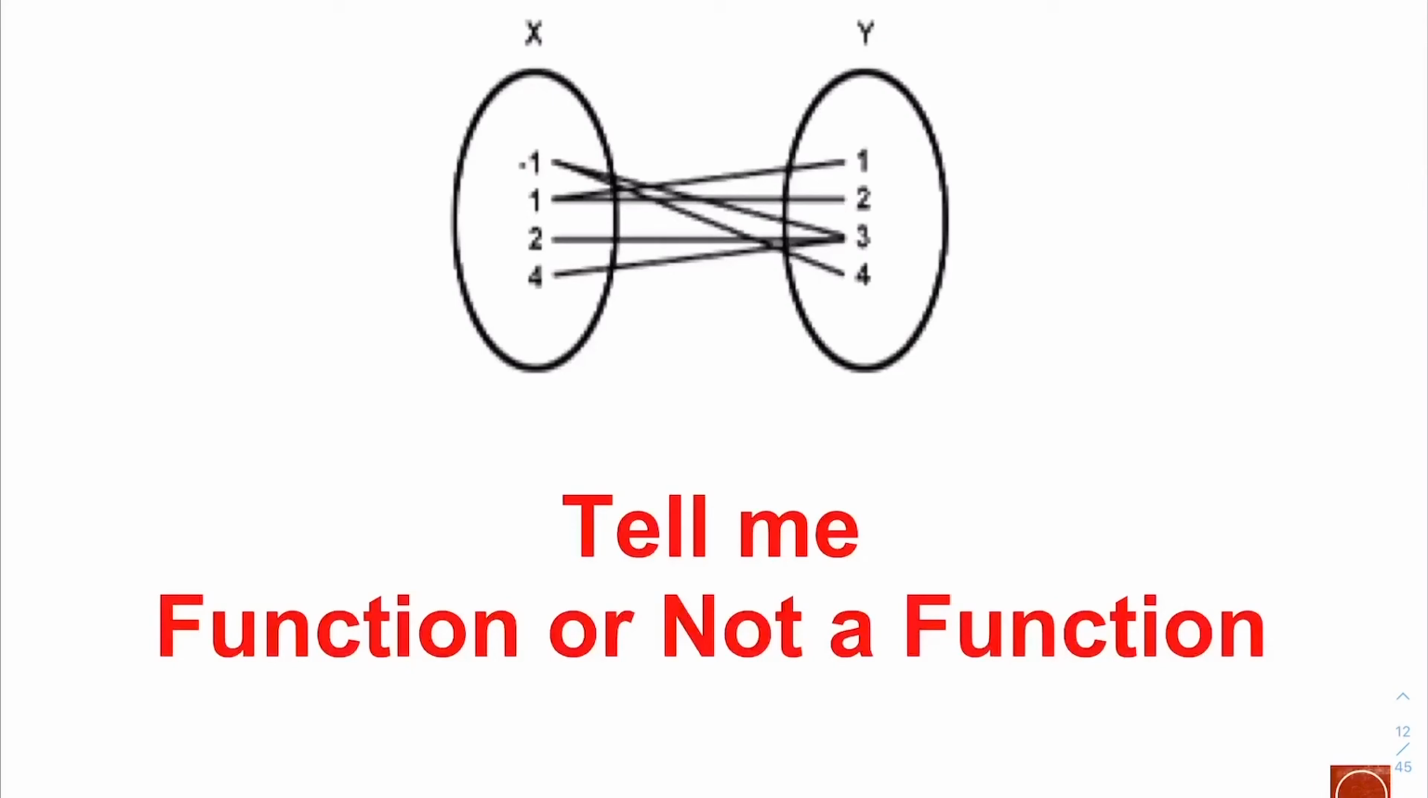We have these eggs, aka mapping diagrams. One egg has the x's, one egg has the y's. We can see that the number -1 has two separate y's. It's paired with both 3 and 4. So x repeated, and so it's not a function.